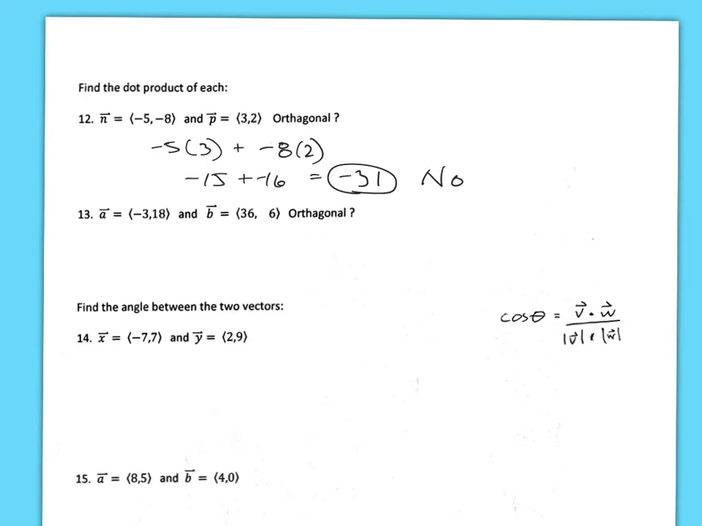So the dot product here, -3 times 36 plus 18 times 6. You can just put this in the calculator. I'm just writing it out to show you what the numbers are that we multiply. Okay, sorry. Awesome. Can't erase it now. Oh well. So we have -108 and then +108, which is of course 0. And if it's 0, then yes, it's orthogonal.